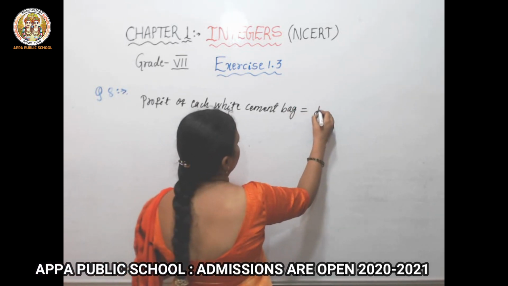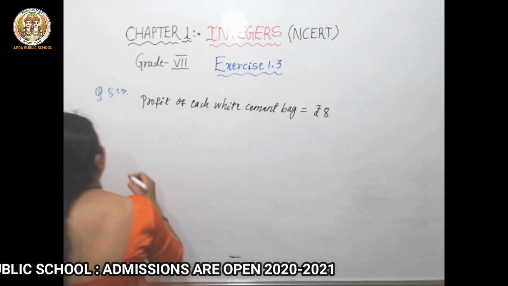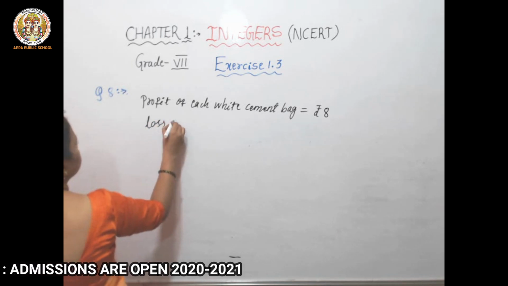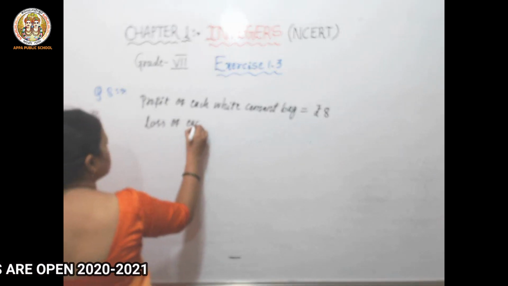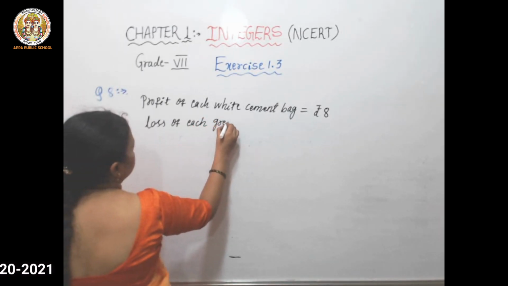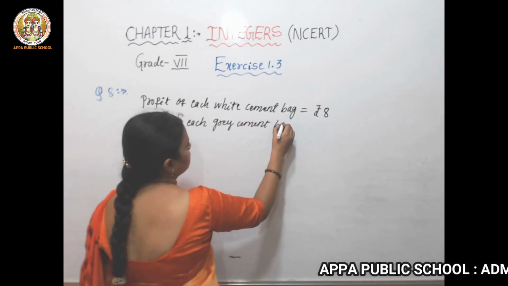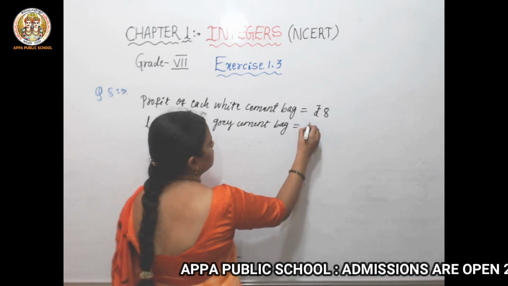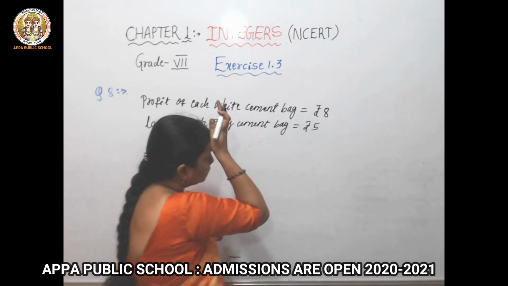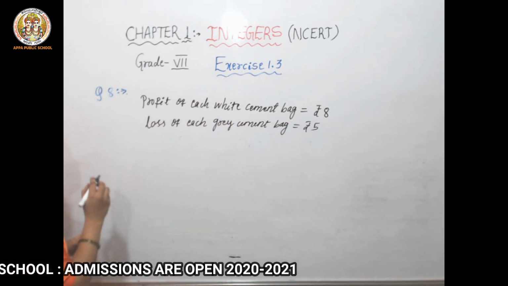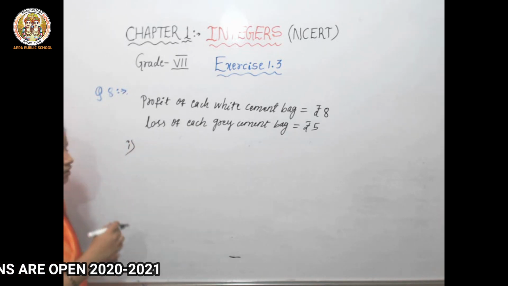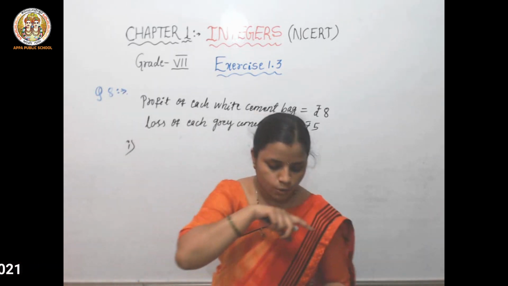How much is it? Rupees 8. And the loss of each grey cement bag is rupees 5. Okay. Now the first one, in the 8th question we have 2 sub-questions.